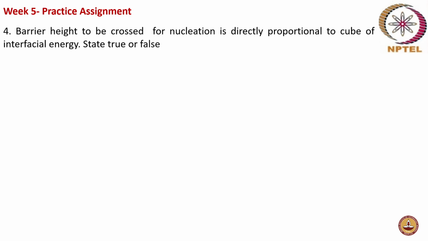Now let's see the next. Barrier height to be crossed for nucleation is directly proportional to the cube of interfacial energy. Is this statement true or false? Or tell me that the barrier height to be crossed is directly proportional to interfacial energy. Is it directly proportional or is it inversely proportional? So is the statement true or false?